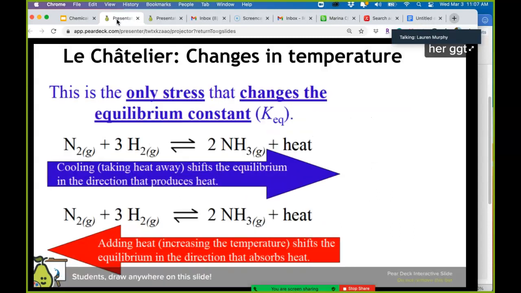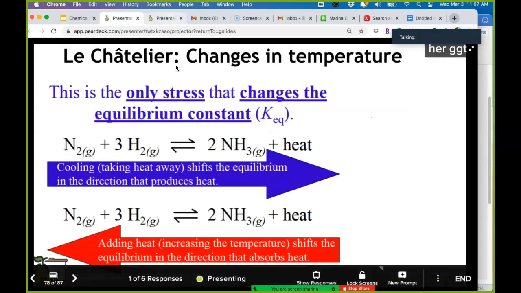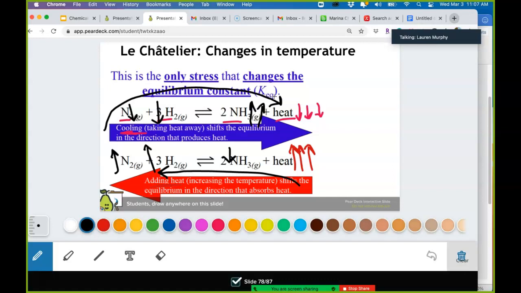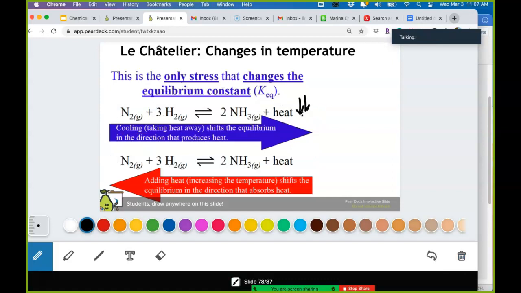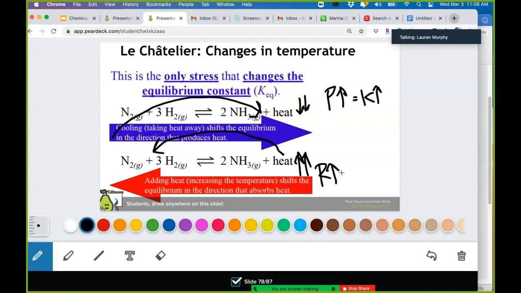So let's look at what we just did right here. In this instance, I lowered the heat, and me lowering the heat shifted to the products. Well, if products get bigger, K would get bigger in this example. In this instance, I increased heat. So I had to shift to the reactants to alleviate that stress. So reactants got bigger, which means K would go smaller. Again, the only thing that changes K is temperature. Concentration doesn't change it, pressure doesn't change it, only temperature.